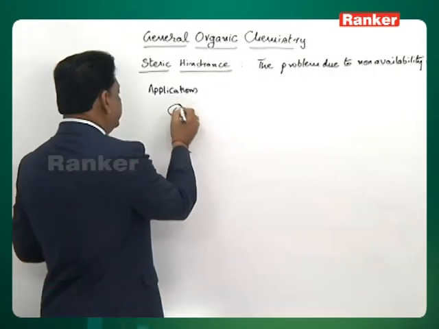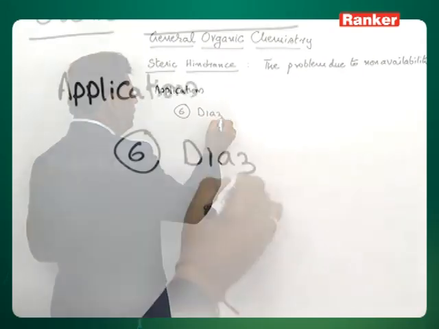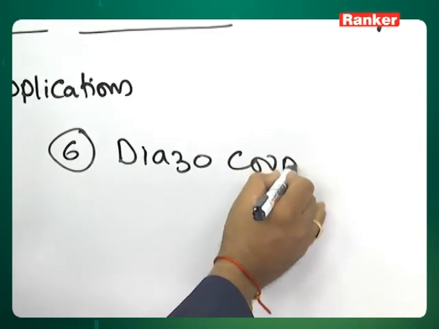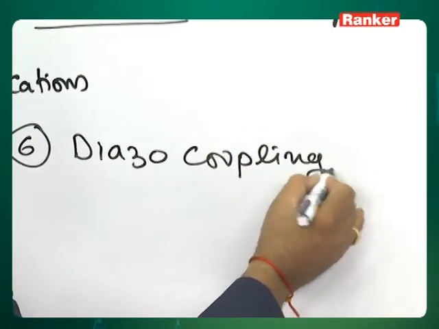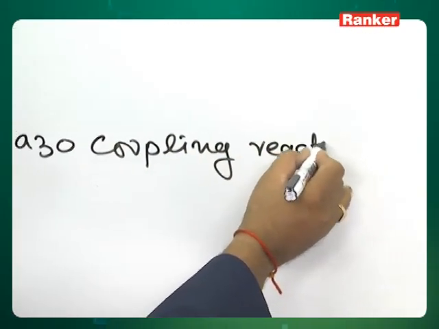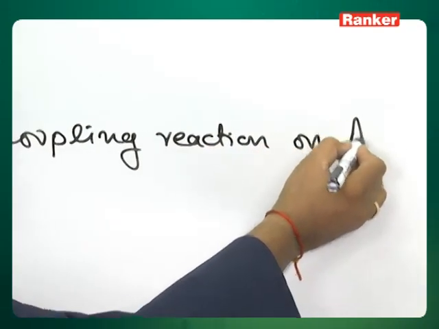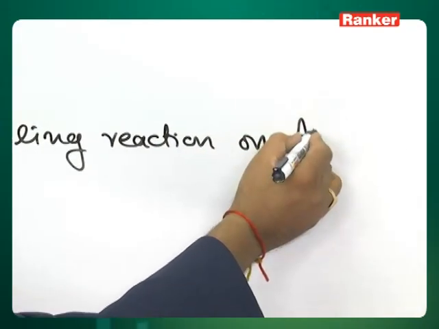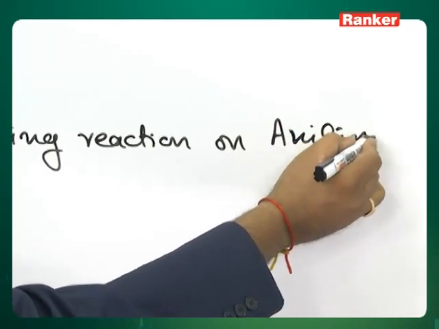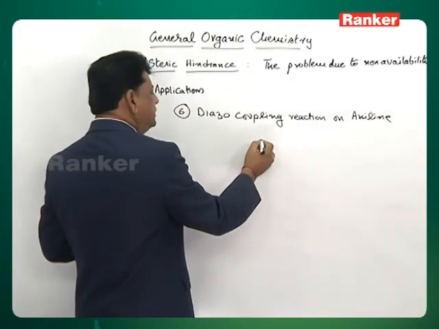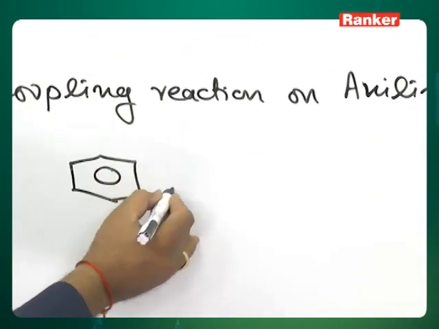Let's take one more application: a diazo coupling reaction on aniline. How it proceeds, let us see. On benzene, actually, diazo coupling is a failure reaction.